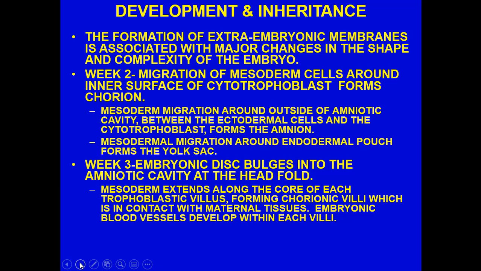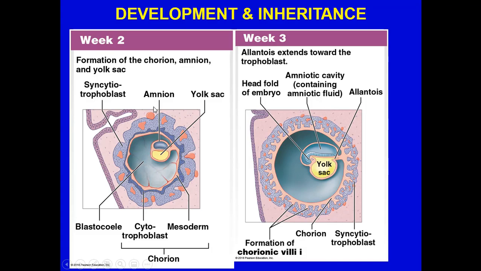What we have to keep in mind is that the mesoderm is extending along the core of each trophoblastic villus, forming chorionic villi. This is in contact with maternal tissues. Embryonic blood vessels develop within each of the villi. So you see here, you've got the amnion, the yolk sac, the blastocele, and various structures around here. But notice that mesoderm has been migrating around in here. Later on, that leads to the formation of the chorionic villi.